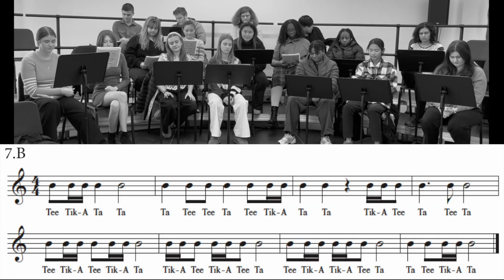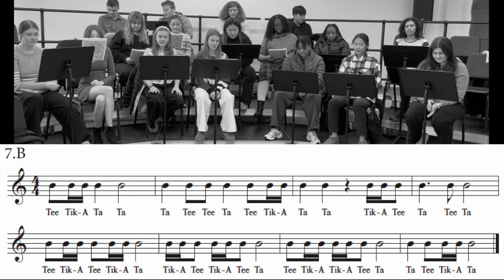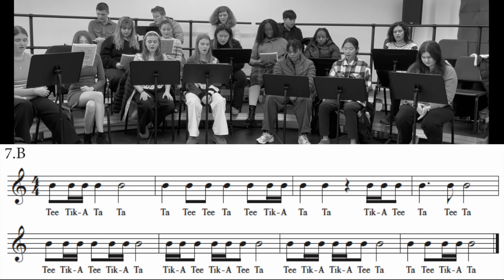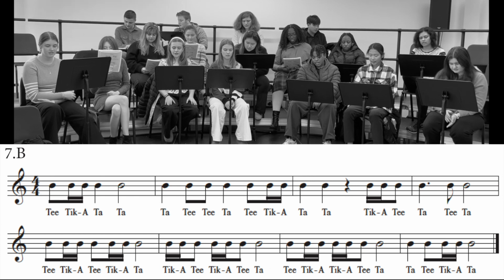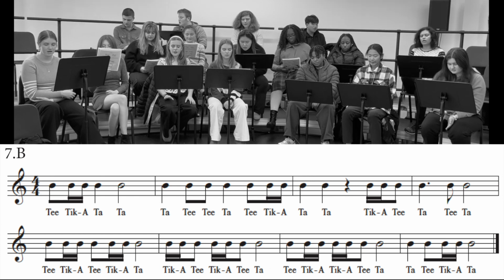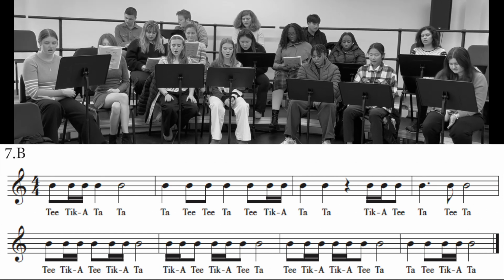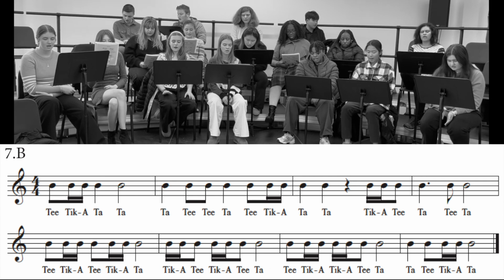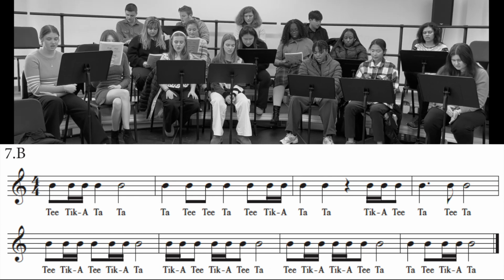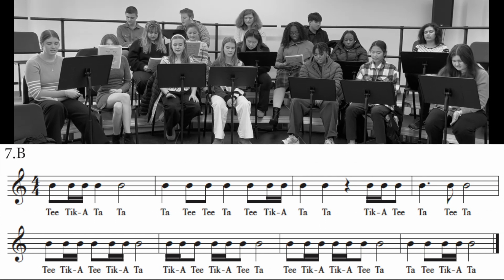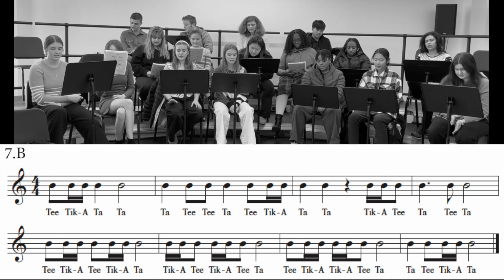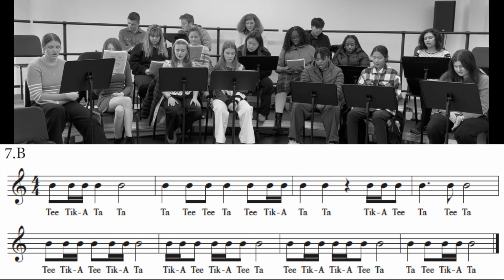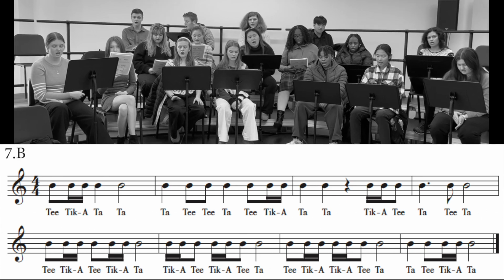1, 2, ready, and... Tee, Tik-A ta, ta, ta, tee, tee, ta, tee, Tik-A ta, ta, Tik-A tee, ta, tee, ta, tee, Tik-A tee, Tik-A ta, Tik-A tee, Tik-A tee, ta, tee, Tik-A, Tik-A tee, ta, ta, tee, Tik-A ta.